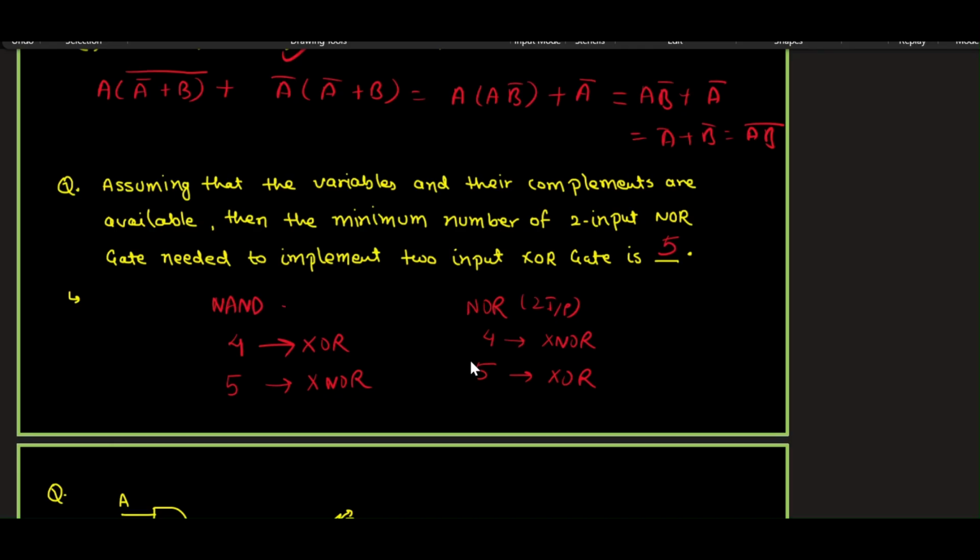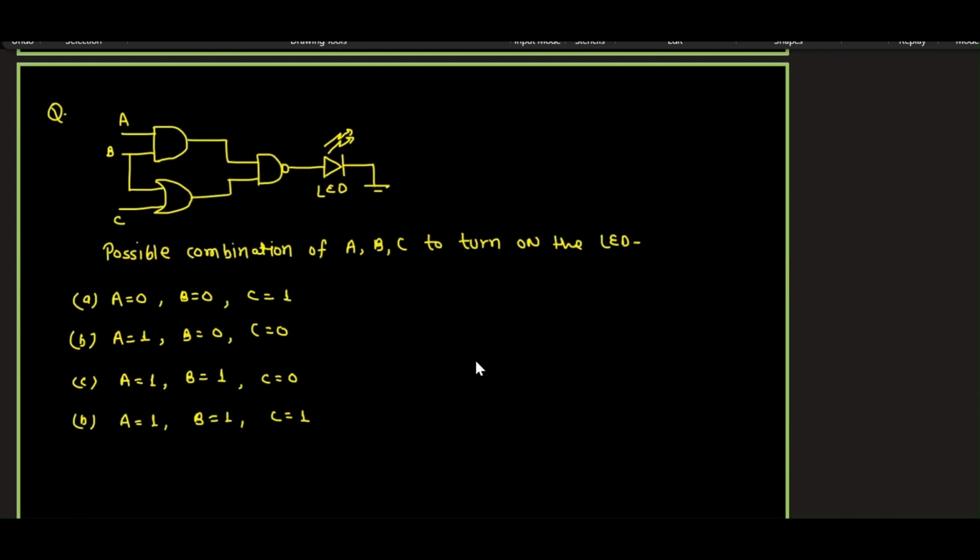There are certain kinds of questions where they will give you Boolean functions and ask what is the minimum number of NAND gates or NOR gates required to implement that function. So we'll look at those questions as well. Okay, I will come with that. Now move on to the next question.